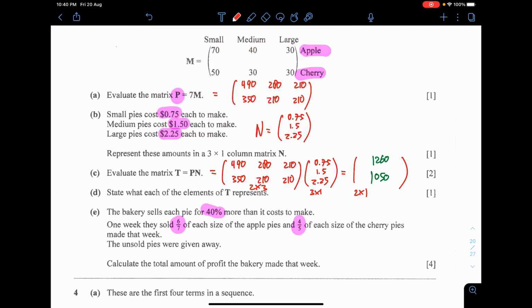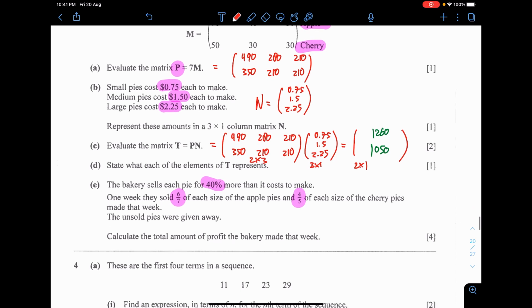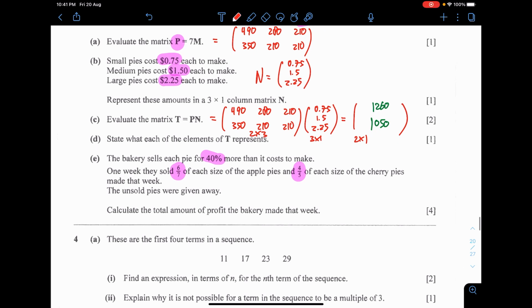Alright, so what do we do here? Obviously, first I need to take the amount of the cost. This amount of cost you're going to multiply with 140%. Each of them I'm going to multiply by 140%. And then I'm also going to multiply by 6/7 for the first row, which is the apple pie. Second row, I'll multiply by 4/5 for the cherry pie. Alright, so how do I multiply them without ruining the matrix? That is actually the challenge, every time in matrix questions like this.